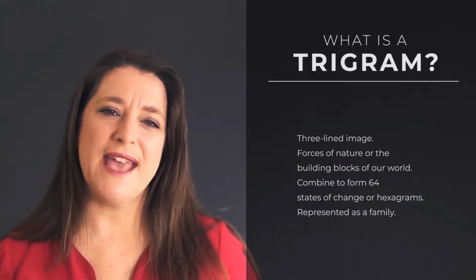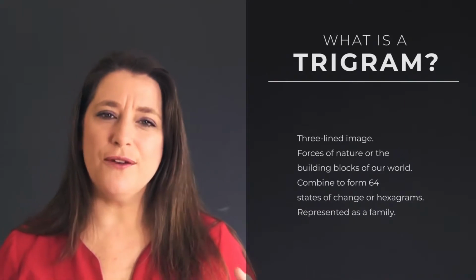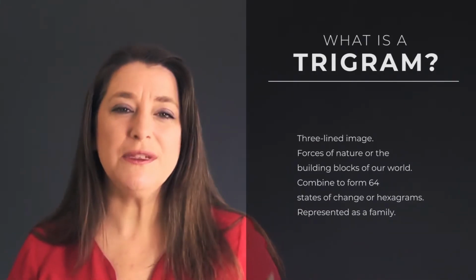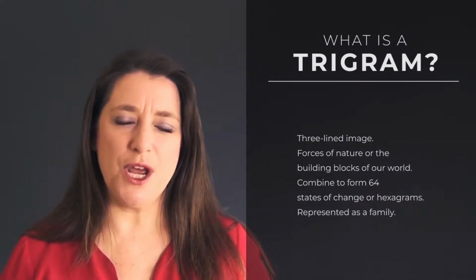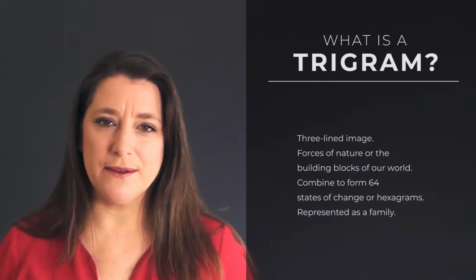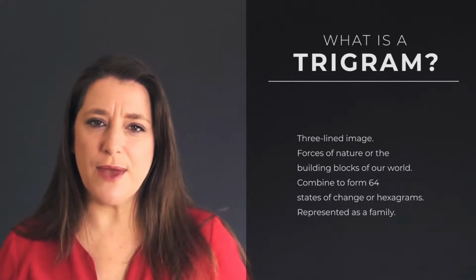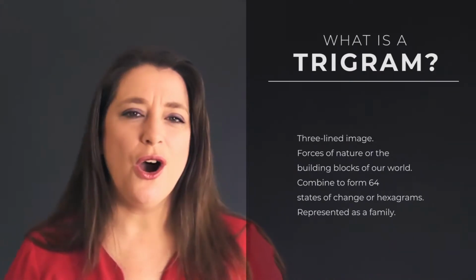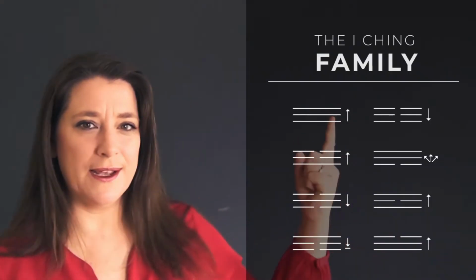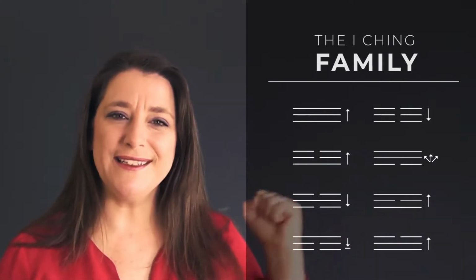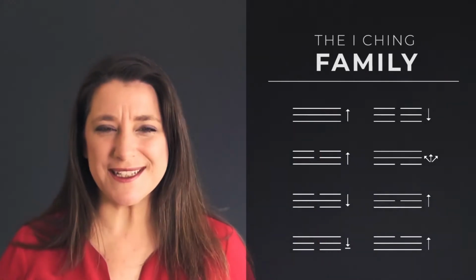So what is a trigram? The trigrams are the 8 forces of nature, forces of change that shape the world, the material world, as we know it. They're a family. So you might often find in I Ching books, you see them referred to as a family, a set of 8 family members: a mother and a father, father being heaven, mother being earth, 3 sons, and 3 daughters.